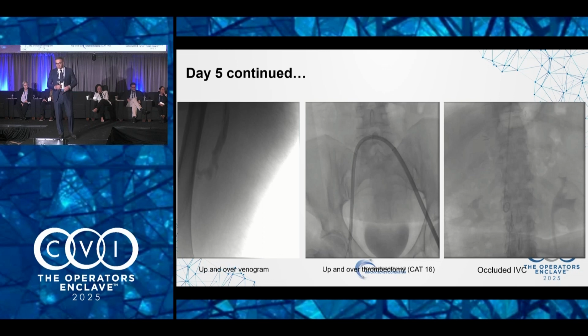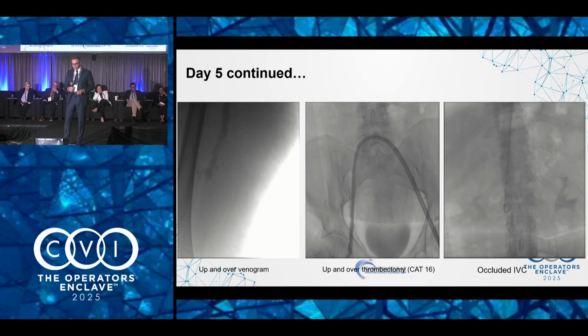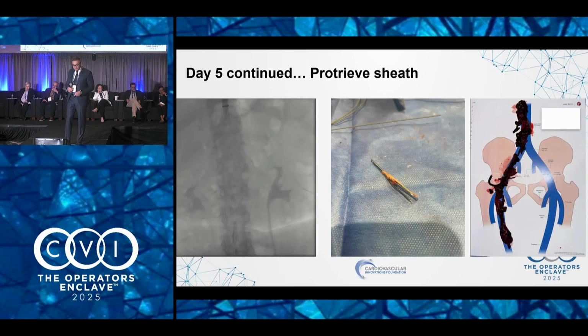Following that, I need to improve my right-sided inflow. So the best thing I could do is to go up and over from the left to the right, and again do a Penumbra thrombectomy from the left to the right, and I cleaned out the right leg from up and over access. After that was done, I went ahead, IJ, went down to the IVC, took a shot of the IVC, and as you can tell, it's occluded.